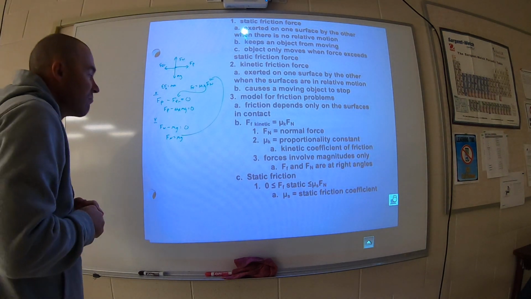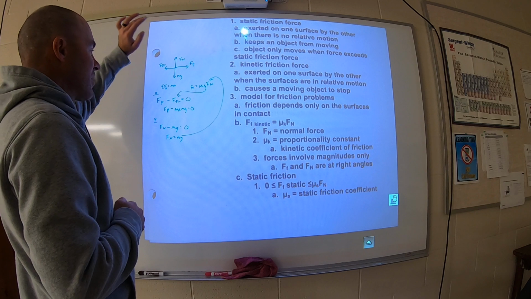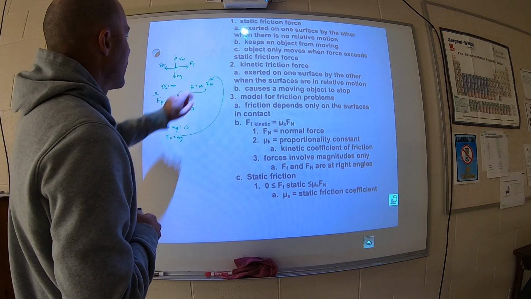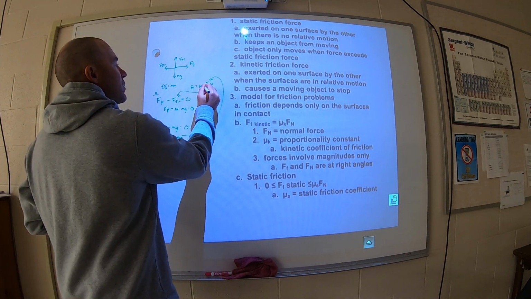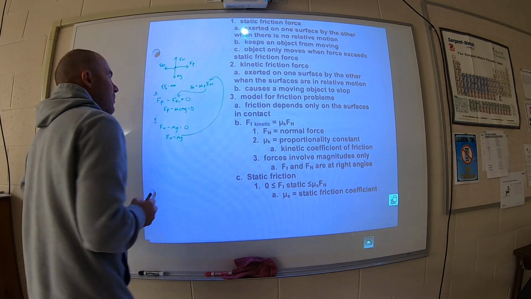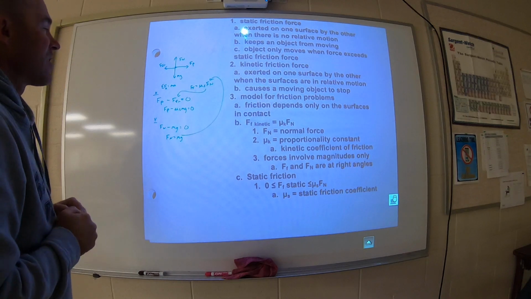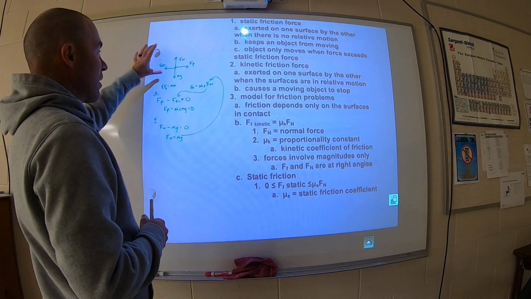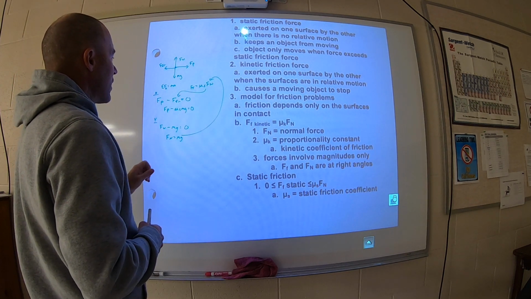Now, I should have called this mu of s, I'm sorry, I messed it up. It's mu of s because I said originally it's not moving. Now let's say that it is moving. We can give it an acceleration, or we can say it's moving at a constant speed. We'll go ahead and give it an acceleration.